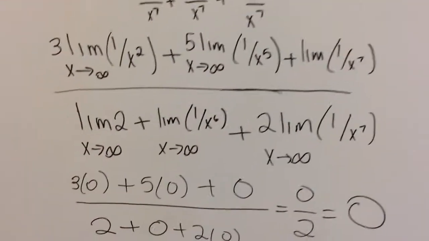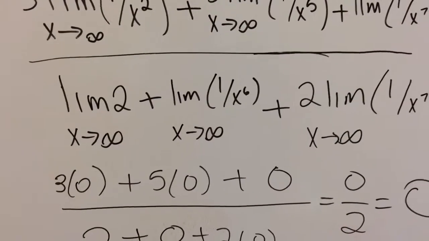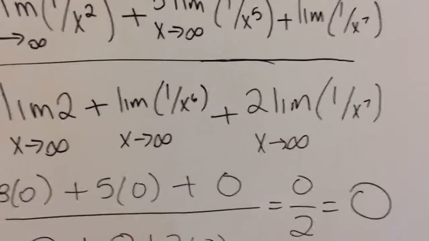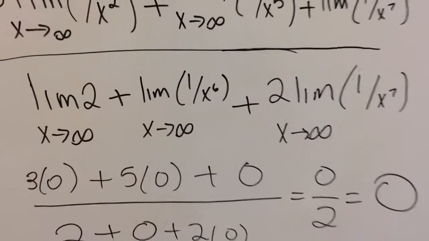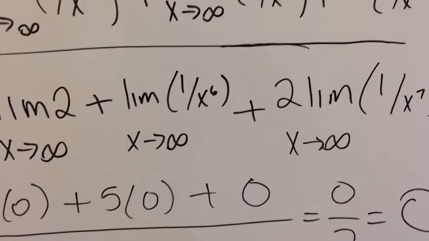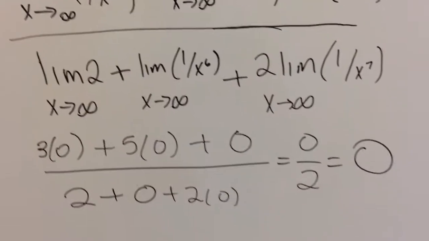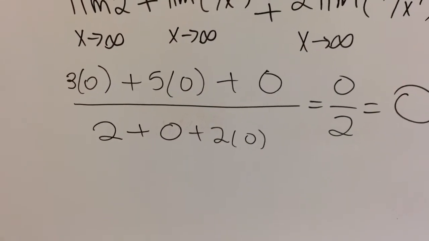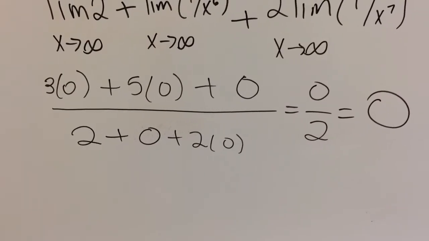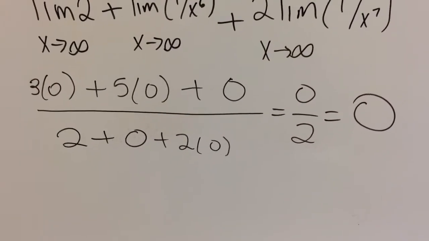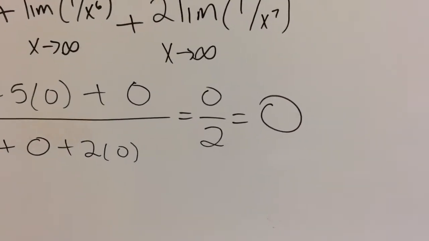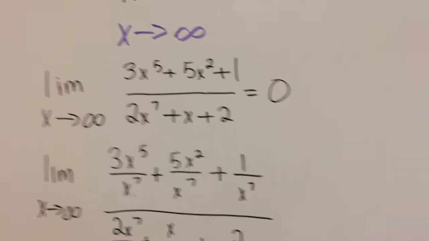to the 7th, all over the limit of 2 as x approaches infinity plus the limit of 1 over x to the 6th as x approaches infinity plus 2 times the limit of 1 over x to the 7th as x approaches infinity. So lastly, it simplifies to 3 times 0 plus 5 times 0 plus 0 over 2 plus 0 plus 2 times 0, which equals 0 over 2, which equals 0, like we got at the beginning.